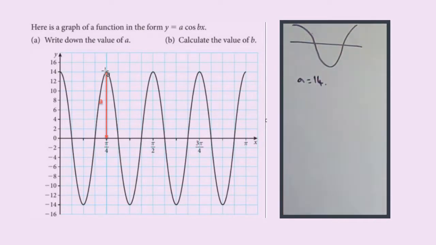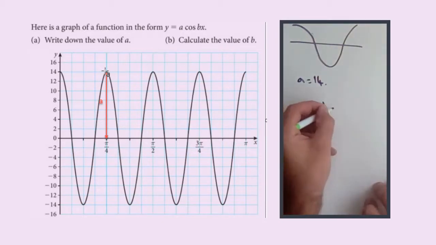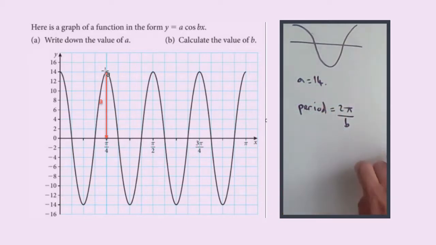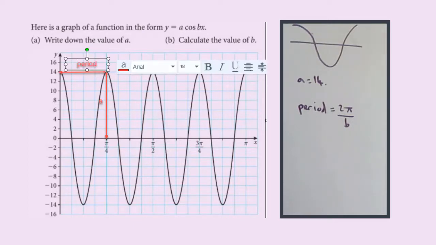For B, well, you need to use the period, right? And for sine and cos, period equals 2 pi over b, right? So we need to find the period. The period is how long it takes to do one complete cycle. Well, there's one cycle there, so let's just draw an arrow. So that distance there is one period. Okay, and you can see it goes from 0 to pi by 4.